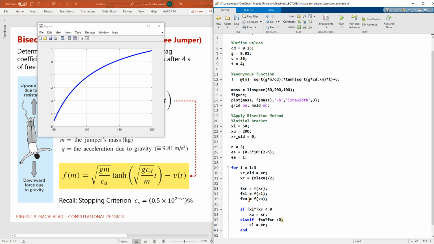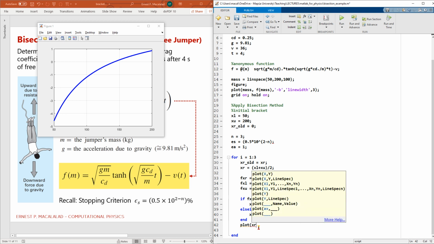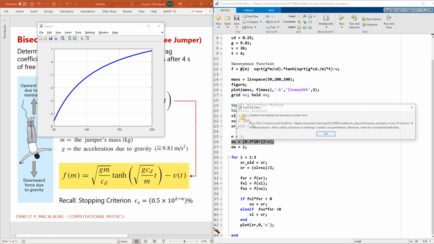Now let's plot our roots. So let's say xr would be our approximate root, and then let's place it at y equal to 0 along the horizontal axis. And let's use a circular marker. I think this is okay. Okay, so let's try.